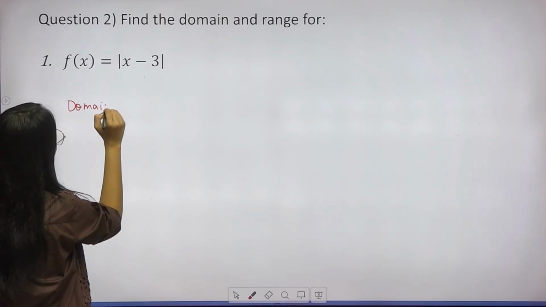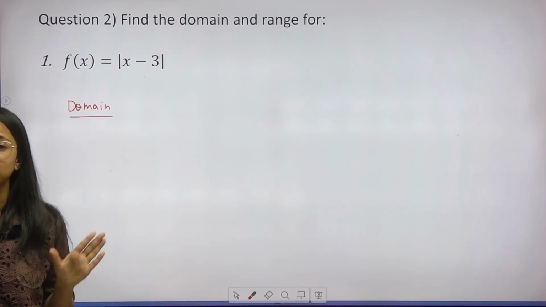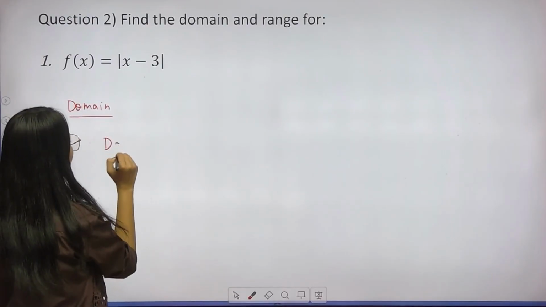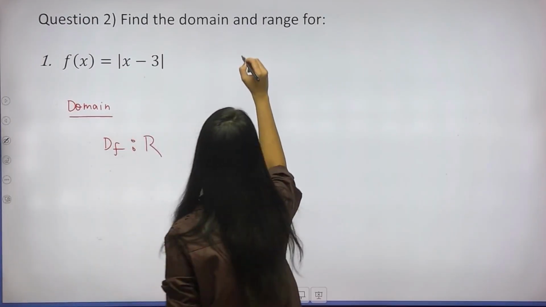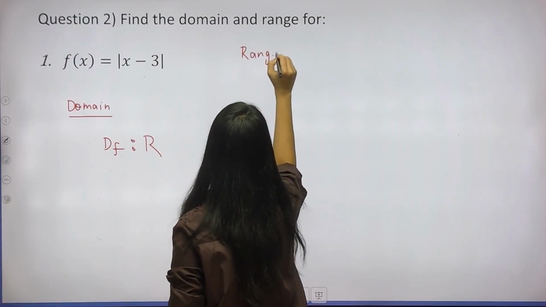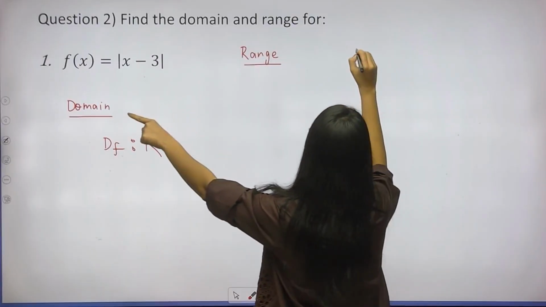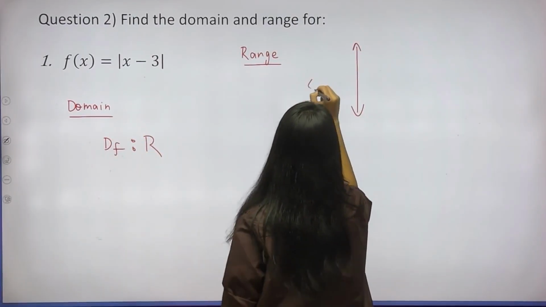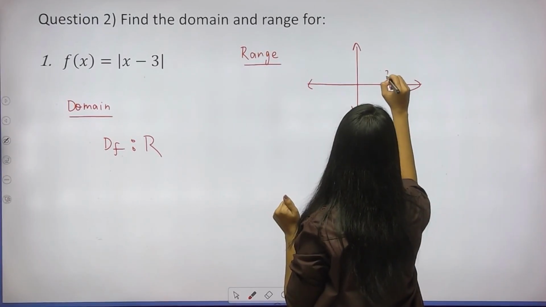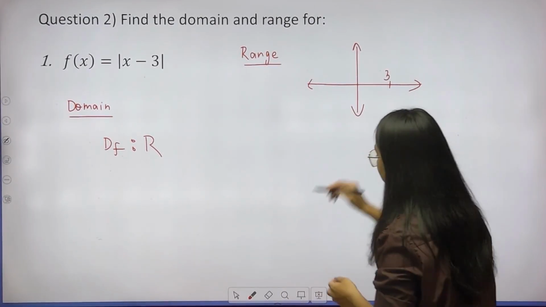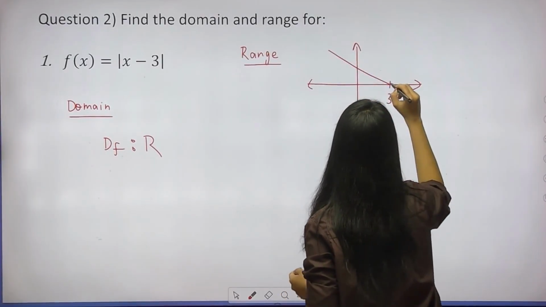Okay. So for finding the domain, clearly any real number would satisfy this particular function. So the domain becomes all real numbers. Clear? And for the range, do you know how to draw this graph? So let's first draw this graph. The critical point will be x equal to 3. Okay. So the graph of this particular function will become like this.